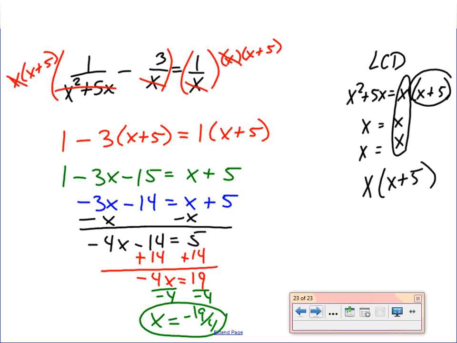Alright, so this is what the test is going to look like tomorrow. The only difference is everything will be multiple choice.